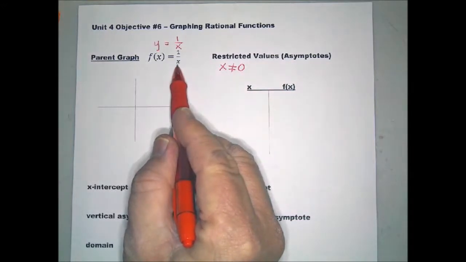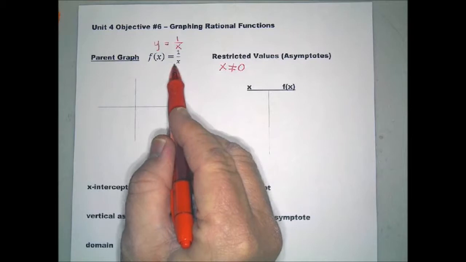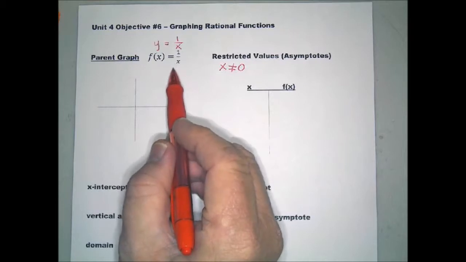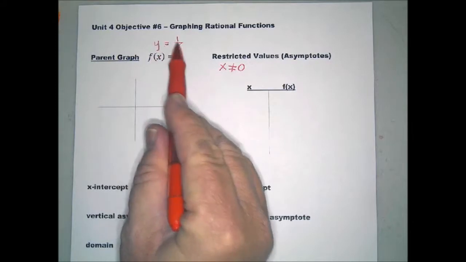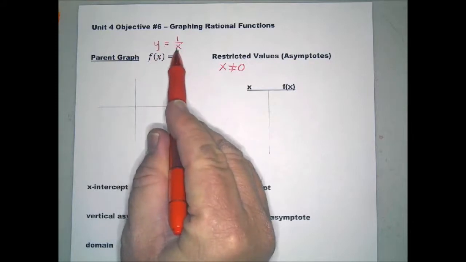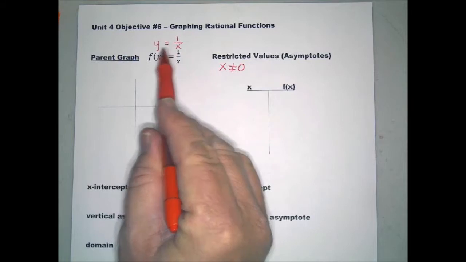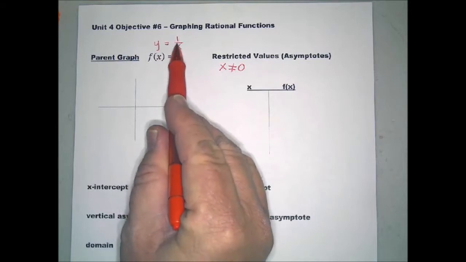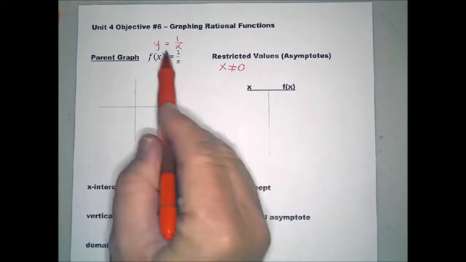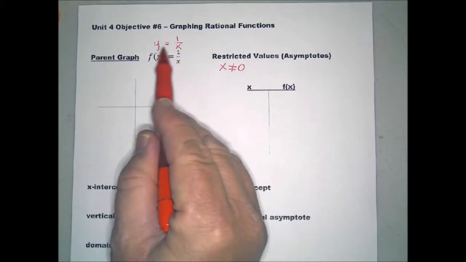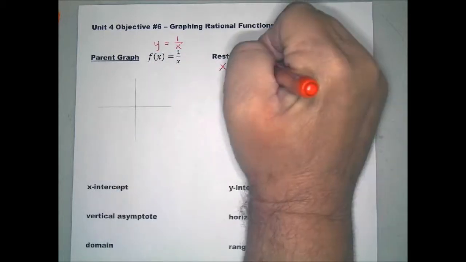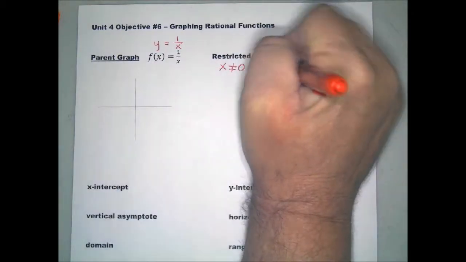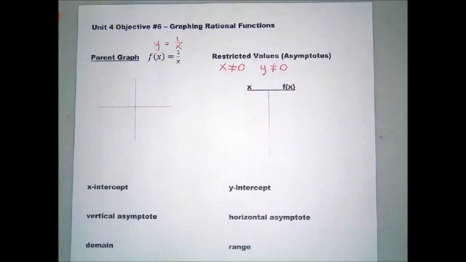But we're going to do something we've never done before, and that is, we're going to put a restricted value on y also. Now, y equals 1 over x. The only way you can get 0 as an answer to a fraction problem is if you have a 0 on top. Well, we don't have a 0 on top, we have a 1. So the value of y will never be 0 in this equation. So y is also restricted and cannot equal 0.